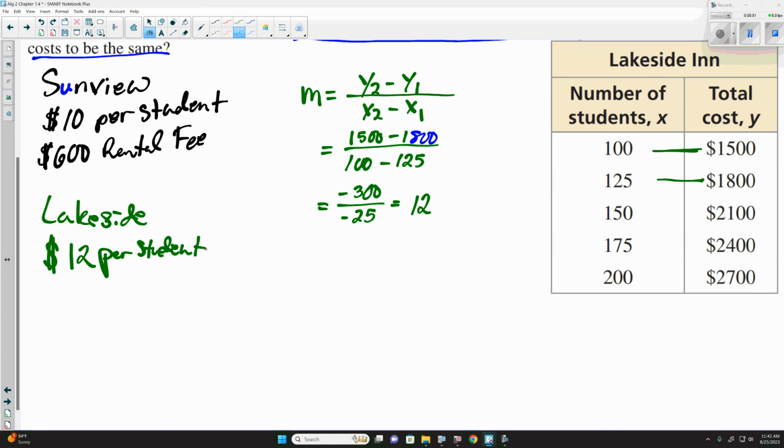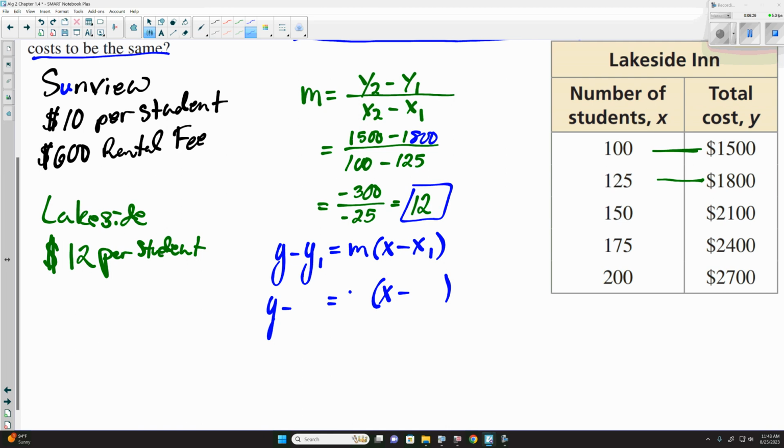So we have the cost per student. Now we just need the equation of the line. And we can use point slope form for this. Our point slope form is y minus y1 is equal to m times x minus x1. Now the x1, y1 is just a point, an xy value. And m is our slope. Well, we already found the slope. The slope is 12. So we're going to replace m with 12.